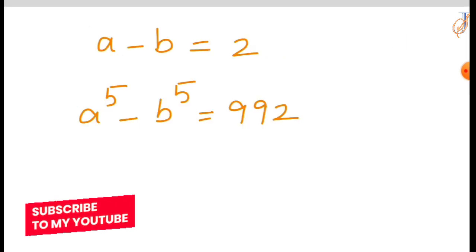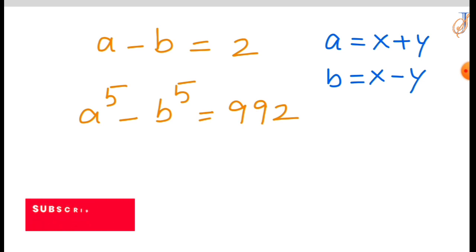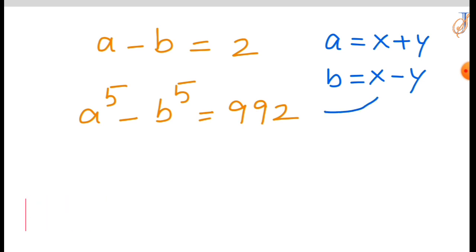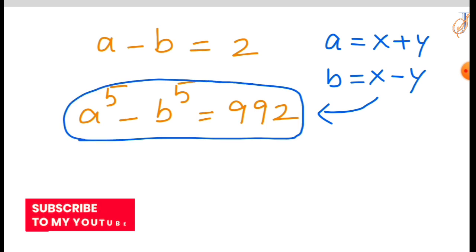a equals x plus y and b equals x minus y. Why am I choosing a equals x plus y, b equals x minus y? Because this substitution eliminates one variable, reducing the problem to a single variable x. In this case, the difference of fifth powers becomes easier to factorize. That's why I'm taking a equals x plus y, b equals x minus y.